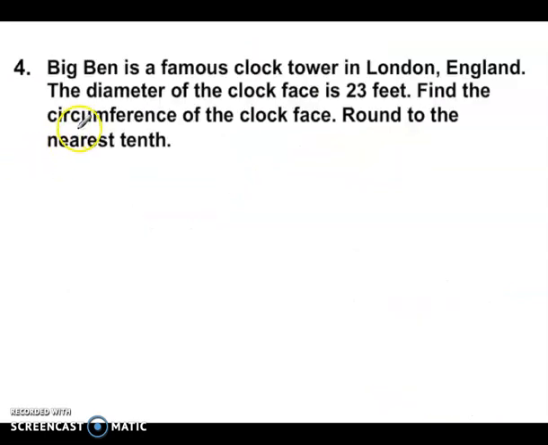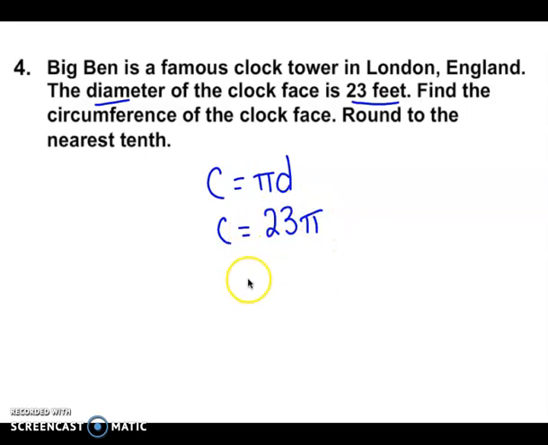The last problem I'm going to do with you is a word problem. Big Ben is a famous clock tower in London, England. The diameter of the clock face is 23 feet. Find the circumference. Round to the nearest tenth. So because I'm given the diameter, I want to use the formula circumference equals pi d. So I sub in 23 for the diameter, and I get the circumference equals 23 pi.